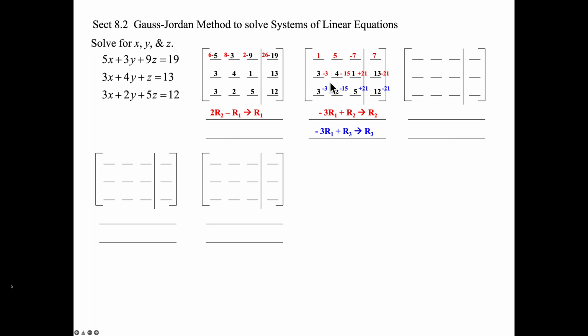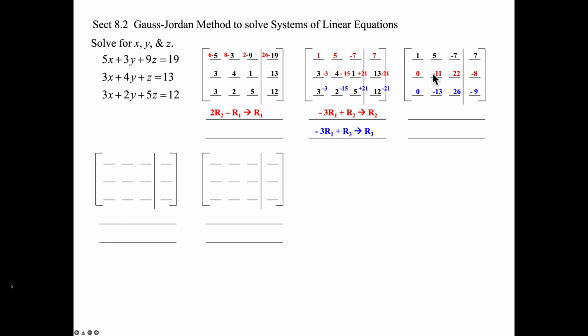So we'll crunch the numbers. 1, 5, negative 7, 7 doesn't change. We get 0, negative 11, 22, negative 8. We get 0, negative 13, 26, negative 9. Now remember, these are ugly numbers here. I'm not going to argue. Remember, all we had to do was get 3 zeros and something that's not a 0. I'm not even going to bother with row 1 anymore.